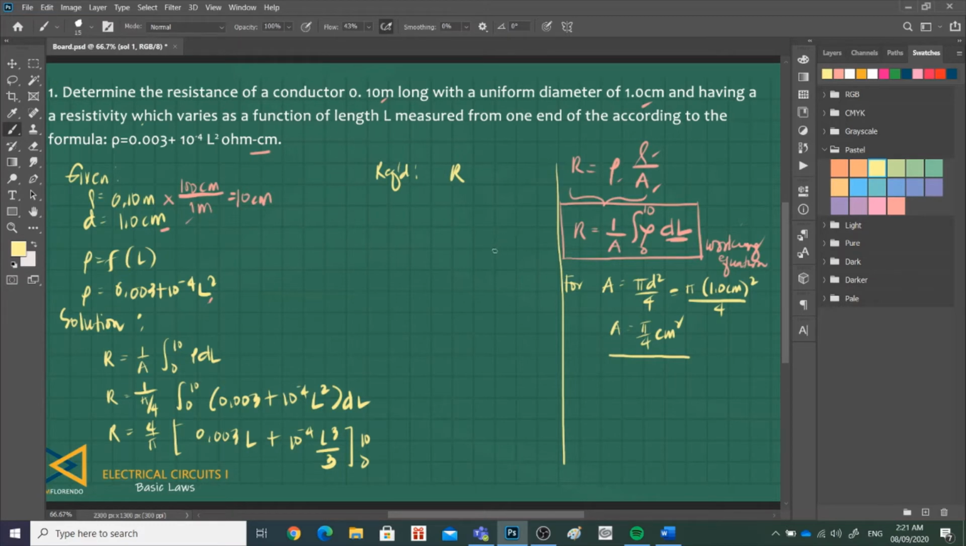Medyo nag-alangan ang ating board. So, maybe pwede kong ilipat. Sige. Okay. And then, pwede na natin i-substitute. Okay? Pwede na natin i-substitute.